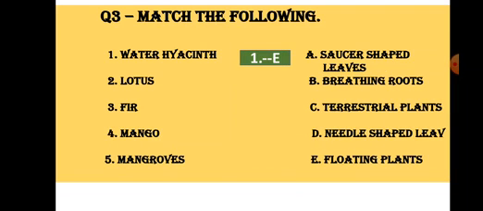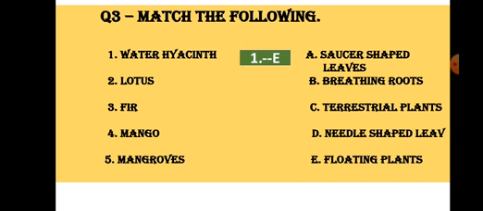Number 1, match with E, floating plants. Water hyacinth is a floating plant. Here it is not written anywhere fixed or free plants. Okay, so this is floating plants. Read first all options given in B column, and then you have to match correctly. Okay, and take your time.